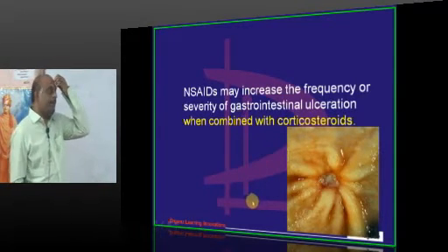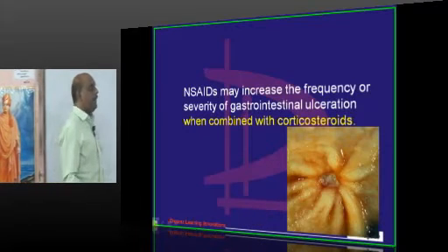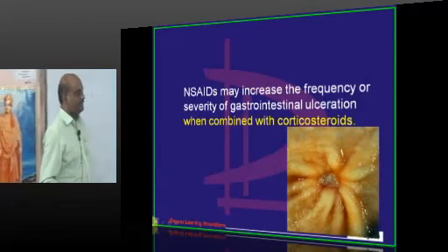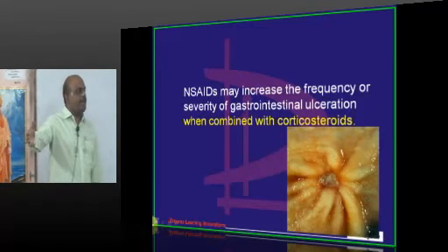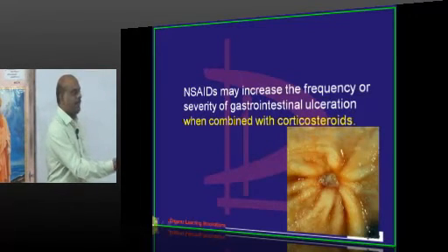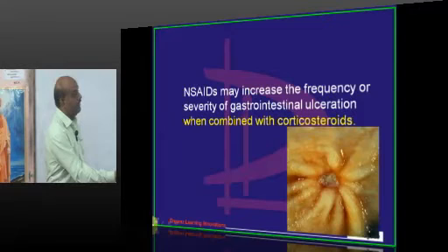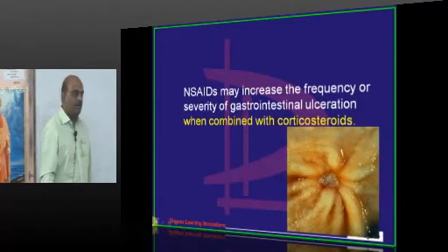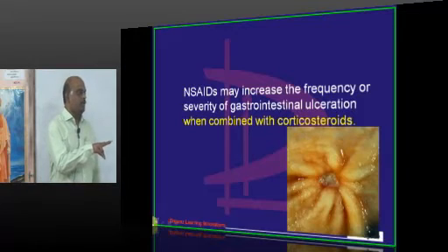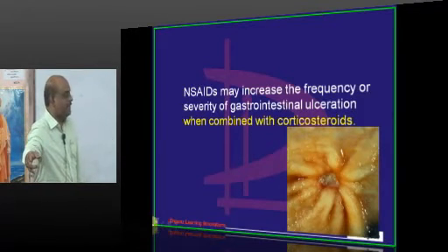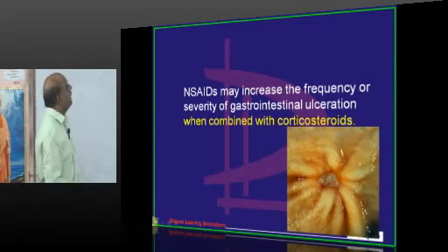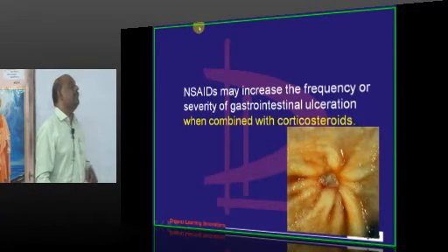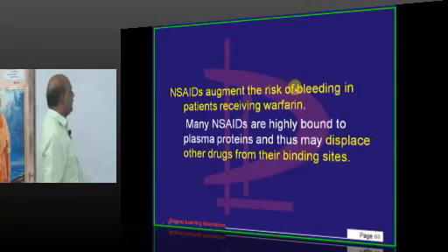Then commonly in inflammatory state, what we do? We combine corticosteroids and NSAIDs. Steroids are anti-inflammatory. Non-steroidal anti-inflammatory agents like your aspirin is also anti-inflammatory. When you combine the two, steroids promote ulcer formation in the stomach, NSAIDs will also. So together if you give, gastric ulceration becomes very severe. That's the point you need to appreciate.